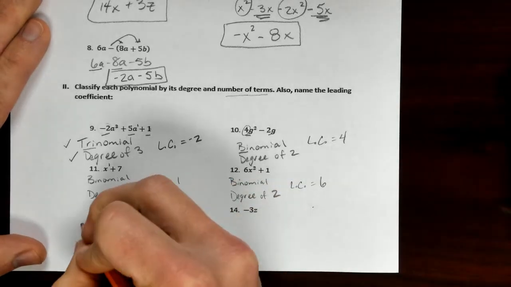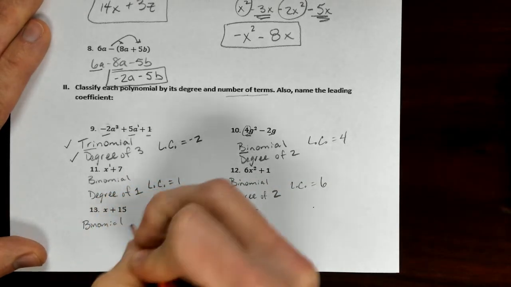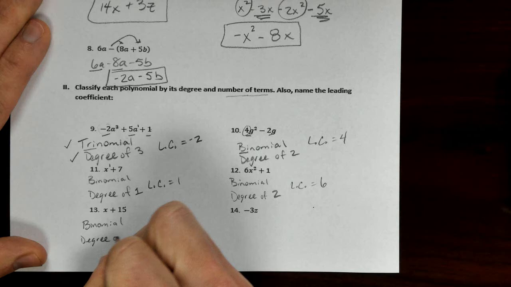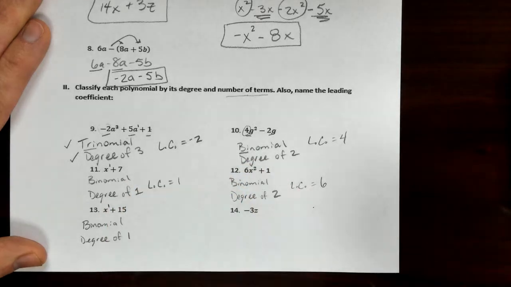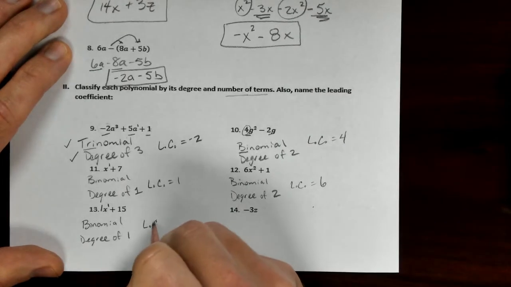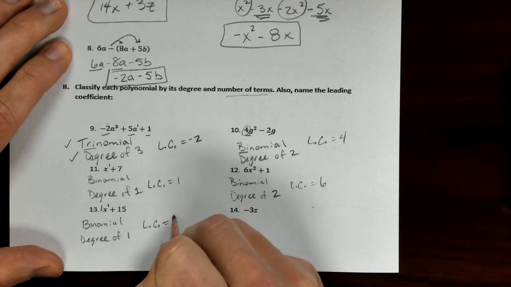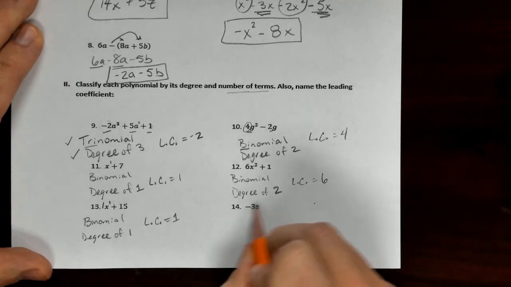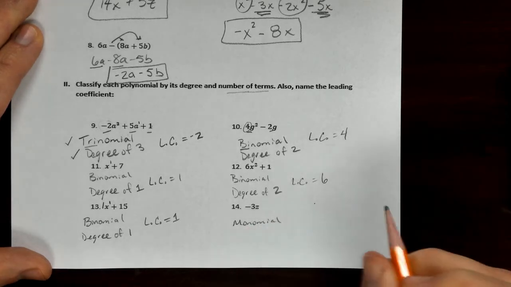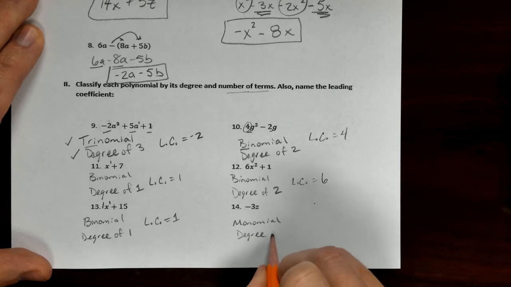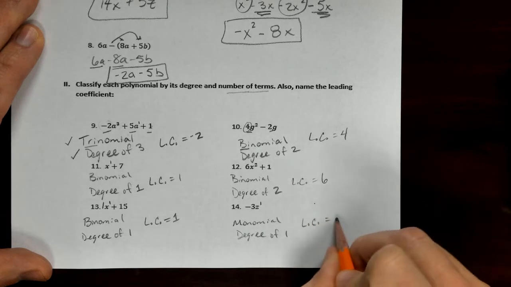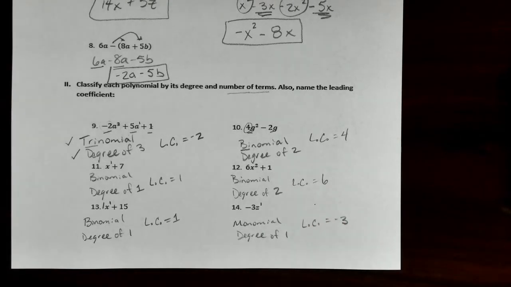13, look at that, that's a binomial. 2 terms. Degree, uno. Because again, this is x to the first power, we just don't write it, it's understood. And also there is an understood 1 in front of that x, so the leading coefficient is equal to uno. Last one, that is only 1 term, that's what we call a monomial. Mono means 1, right? Degree of also 1, because that is z to the first power. And then that leading coefficient has a leading coefficient of negative 3.